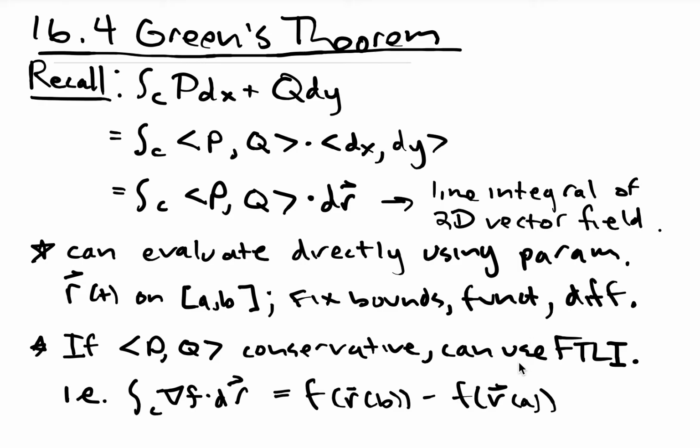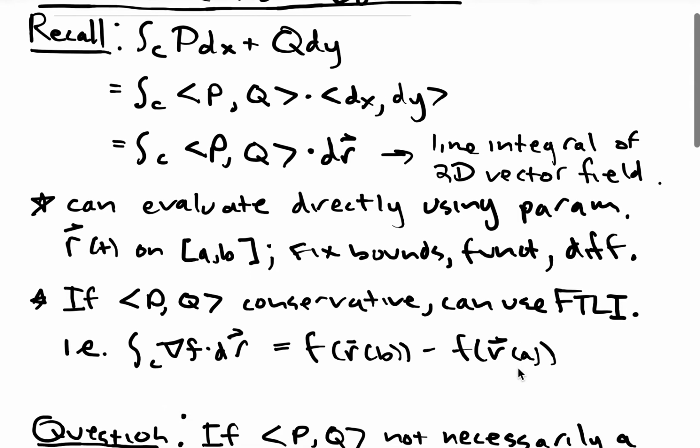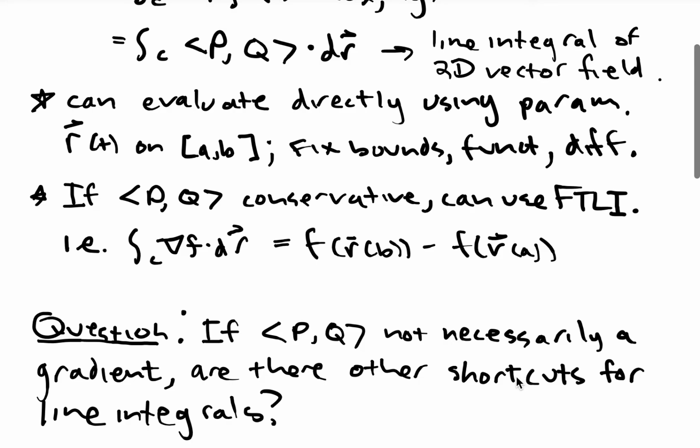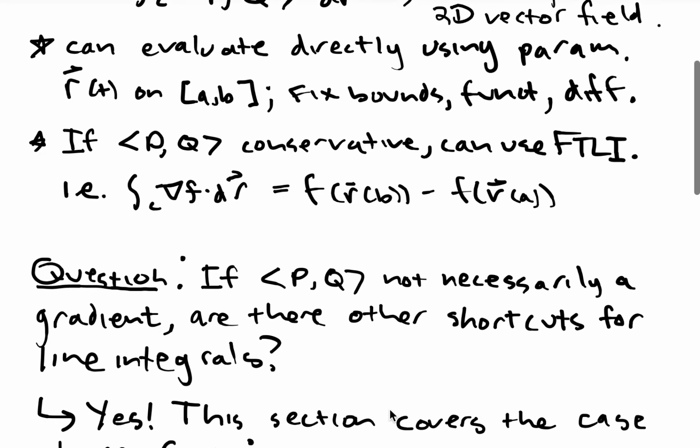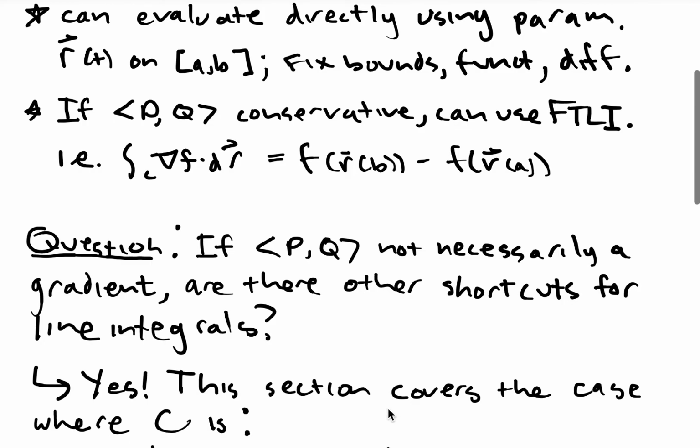Now, that's a recap of where we're at thus far. What I want to ask from here is this: if we don't necessarily have a gradient, the fundamental theorem of line integrals doesn't help us, and we've already seen that sometimes doing this the direct way can get really messy really fast. So, if we have a vector field that's not necessarily a gradient, are there other shortcuts for doing this? Well, I wouldn't be asking this if the answer wasn't yes. So yeah, there are shortcuts.